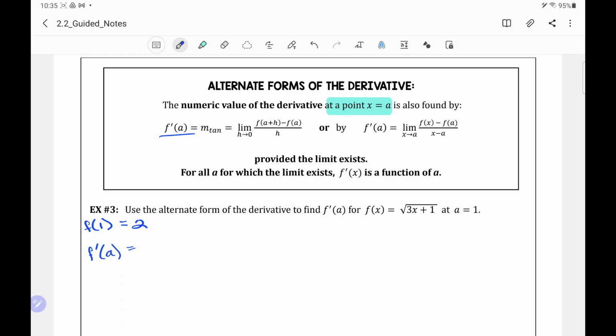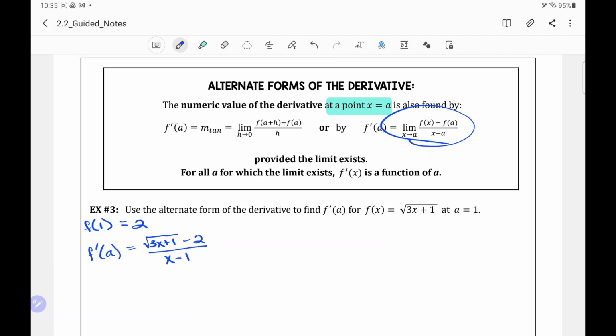I'm going to do the square root of, you know what, I changed my mind. Since it has a square root, why not just use this one? We know what a is. It's a square root. We won't have to deal with square rooting x plus a and all that stuff. So let's do that. We have f of x. That's just the square root of 3x plus 1, minus f of a. We already said f of a is 2. Minus 2, over x minus a. Okay, x minus 1.